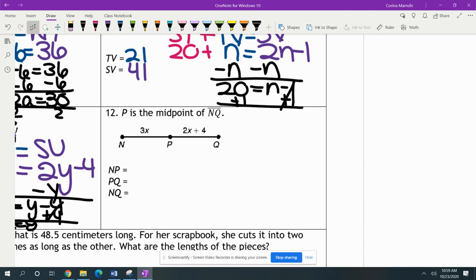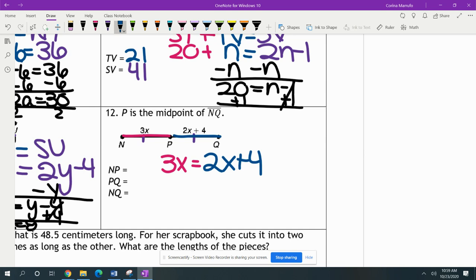So this is a little bit different. This is not the segment addition postulate. They're telling you P is in the middle. So if P is in the middle, then that means that this side is equivalent to this side. That means they're congruent. They're equal. So because they're equal, we're going to go ahead and take 3x and set it equal to the 2x plus 4, because they're equal in measure.